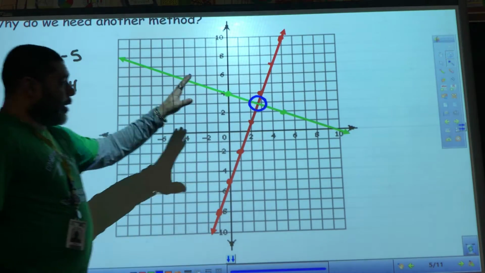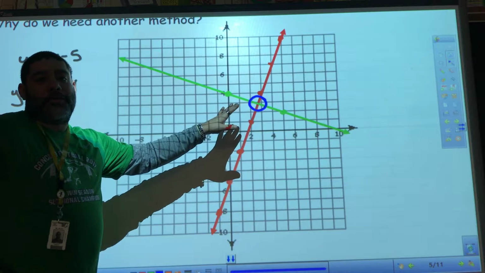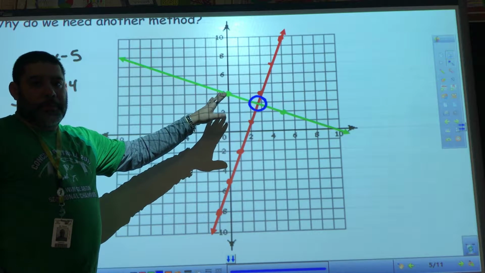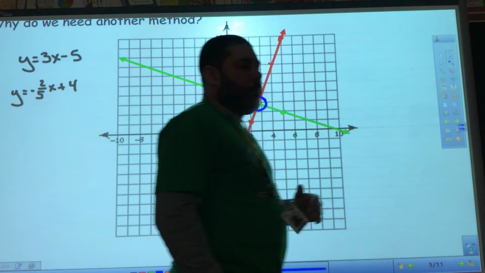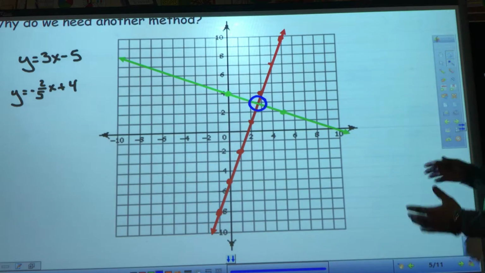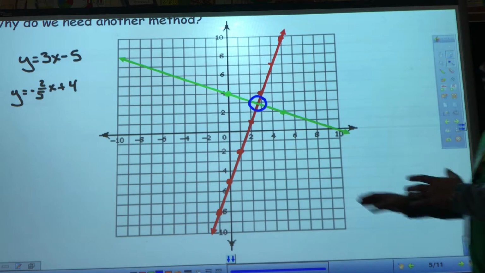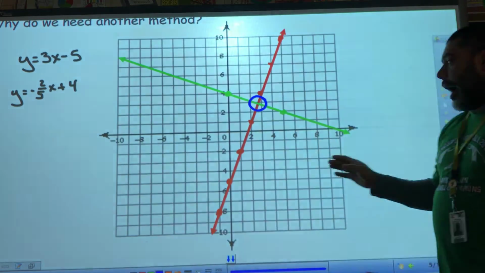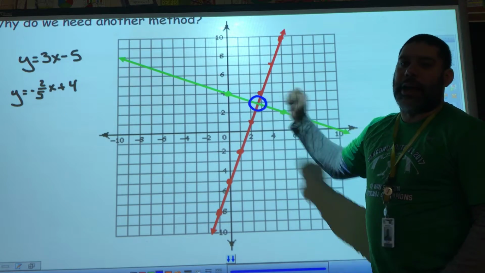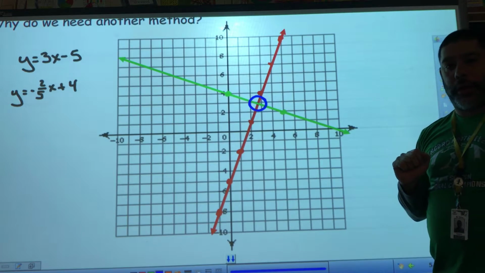Okay? There is still a solution, but I'm going to have to deal in the realm of decimals. Fractions. So we have to have other methods that can help us out. And that's where substitution is going to help us. If I solve this particular system and use substitution, I'm going to know exactly what the x is, exactly what the y is for that particular point.